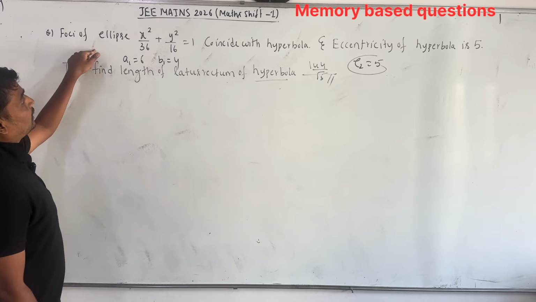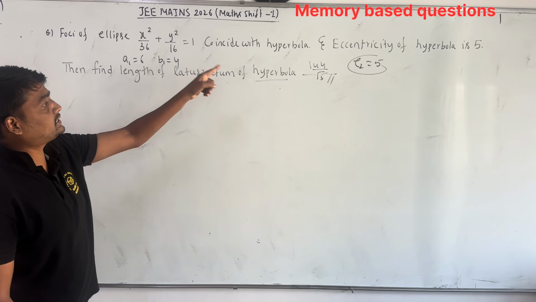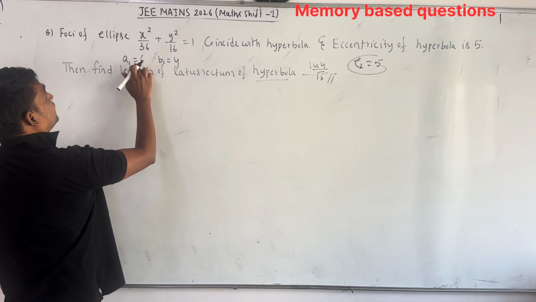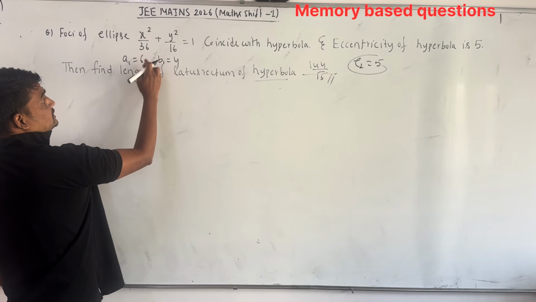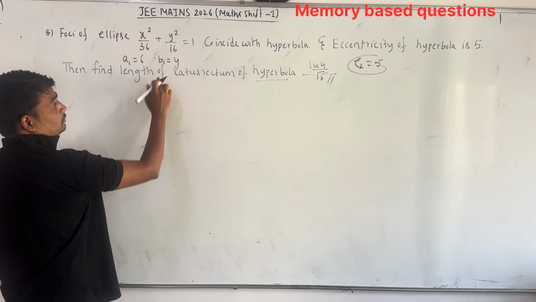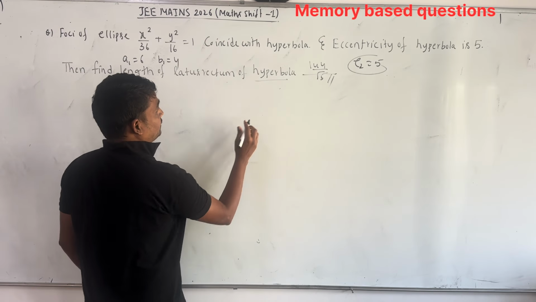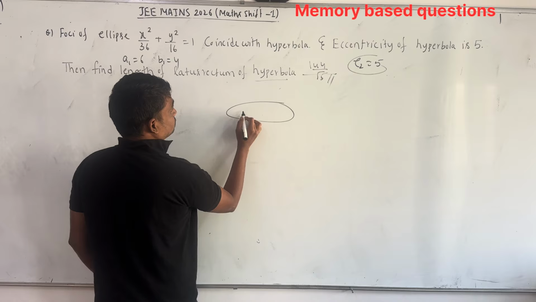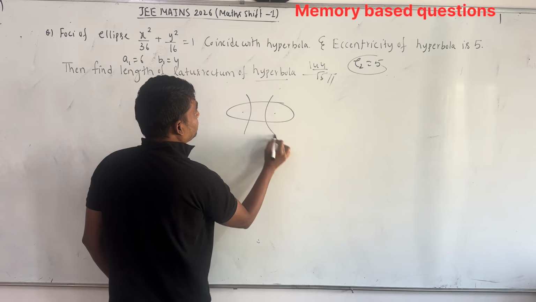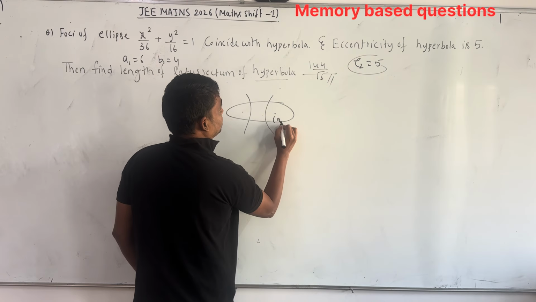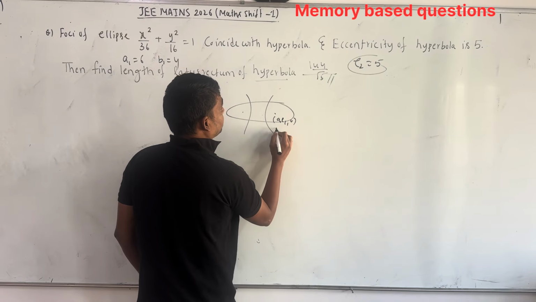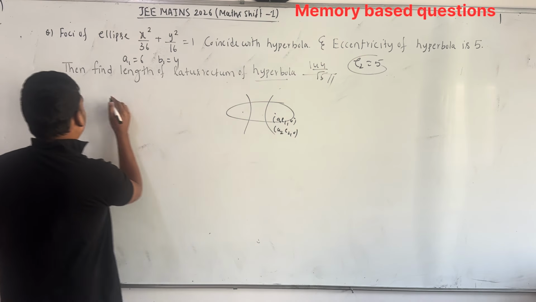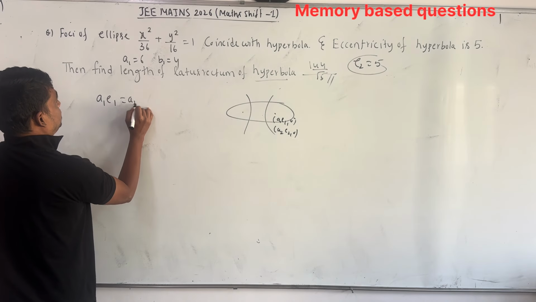See the question: foci of the ellipse coincides with the hyperbola, eccentricity of the hyperbola is 5, find the length of the latus rectum of the hyperbola. Given ellipse: a1 square 36, a1 6, b1 square 16, b1 equal 4, eccentricity of the hyperbola e2 equal 5. The ellipse foci coincide with the hyperbola foci. Let us assume the ellipse foci a1 e1 comma 0, and the hyperbola foci a2 e2 comma 0. These two are coinciding and same, which means a1 e1 equal to a2 e2.